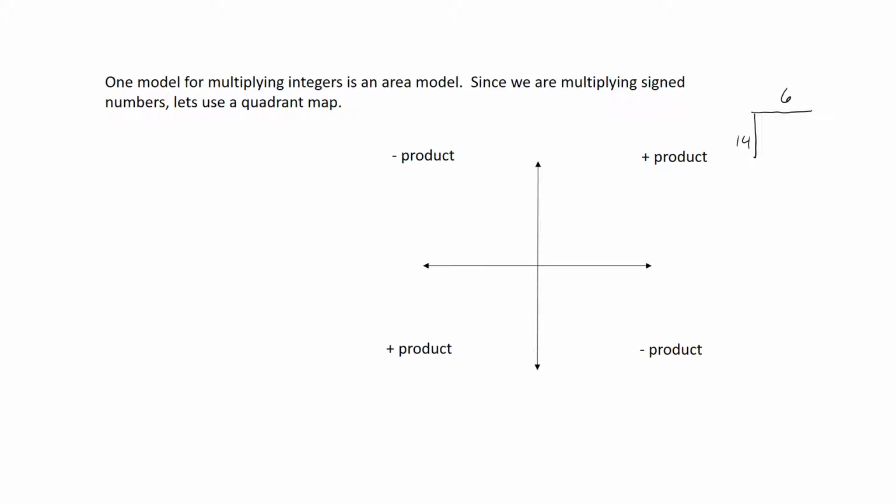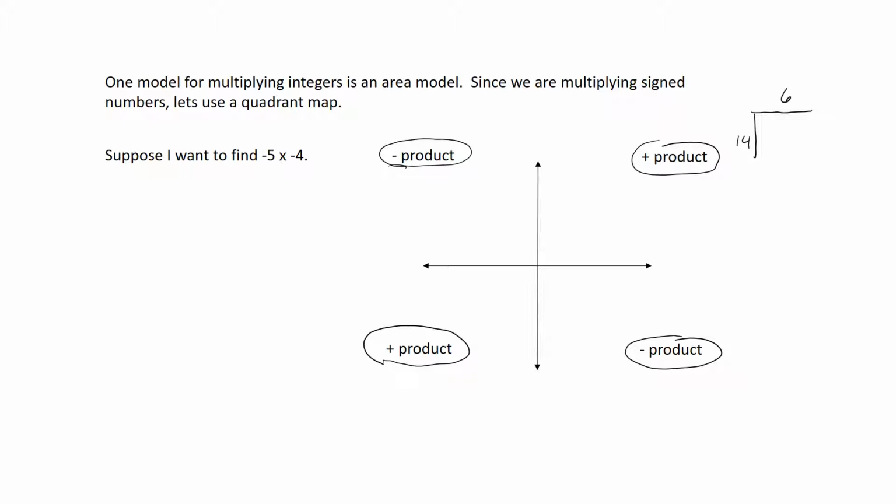Just like when we do quadrants to graph in algebra, whenever we have an area in the first quadrant, it's a positive answer. The product's positive. Whenever we have an area that falls in the second quadrant, we have a negative. Down here, if our resultant area falls in this quadrant, we'll have a positive area. And here we'll have a negative.